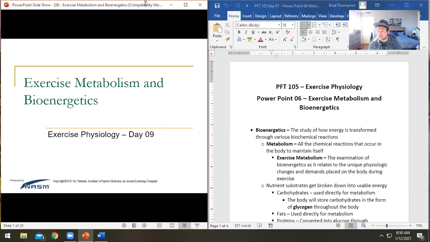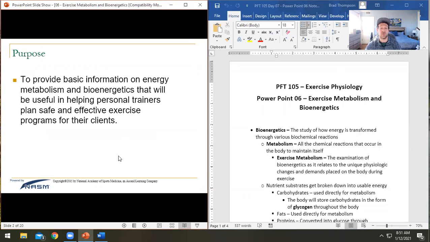But for the most part, this is an overall basic understanding of all of our energy systems, and we're going to define bioenergetics. It's how we take in energy and convert it into stuff, right? The way I always like to describe it, it's how you take a bowl of cereal and turn it into a 1-mile run. So our purpose today is to provide basic information on energy metabolism and bioenergetics that will be useful in helping us understand and plan safe and effective exercise programs.